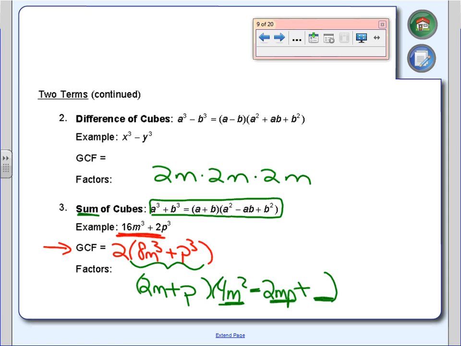To get the last part of the trinomial, we're going to take this p right here, and we're just going to square it. So what do you get when you square a p?